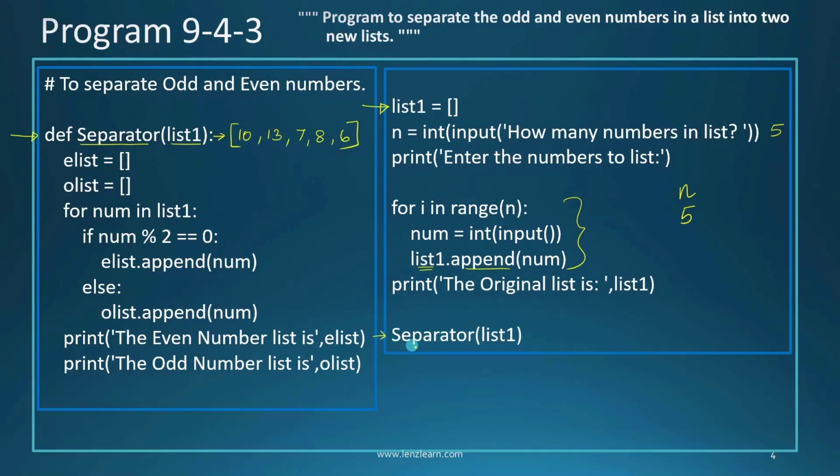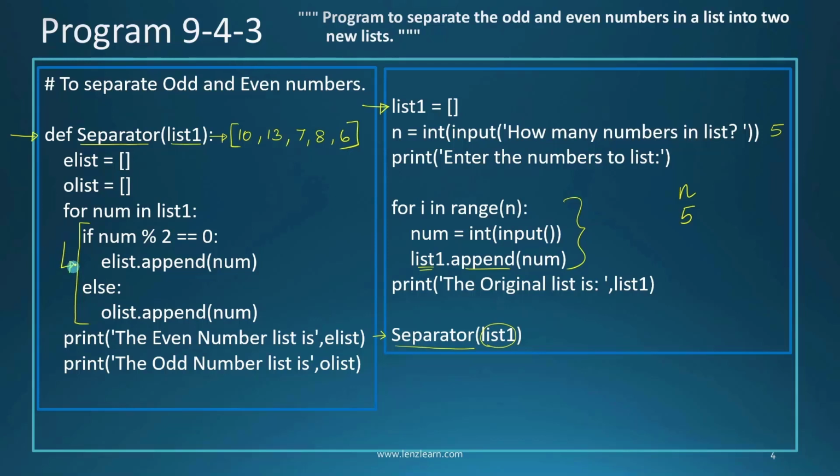And then we are calling our function separator with the argument list1. So now the control will come to our function definition. So now list1 has these values inside it: 10, 13, 7, 8 and 6. Now I have created two blank lists called elist and olist. One is for storing all the even numbers from list1. The other one is going to store all the odd numbers from list1. So now we have a for loop. This is where we separate even and odd numbers and add them to the respective list.